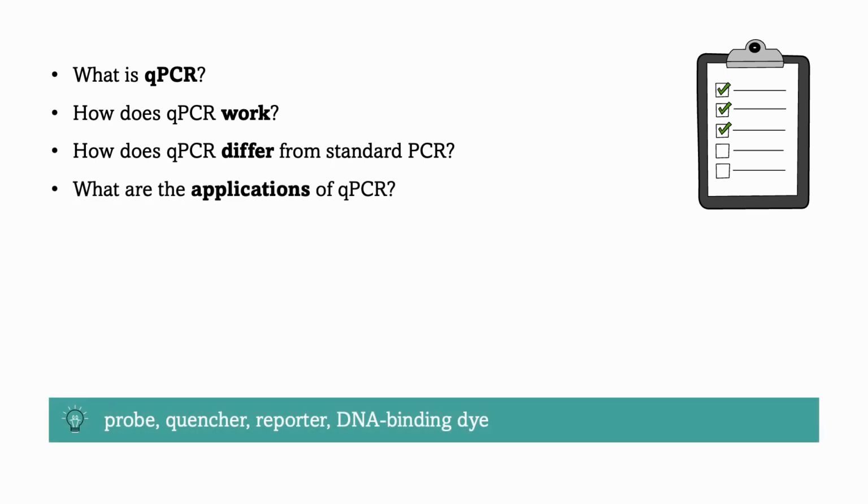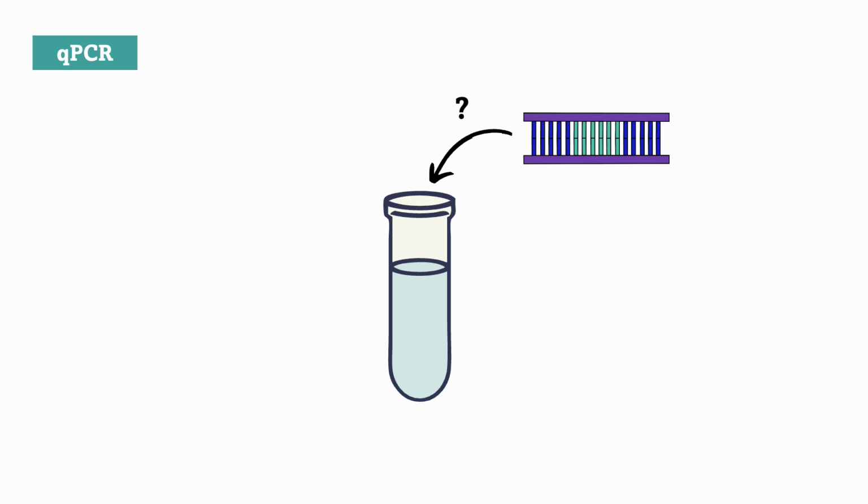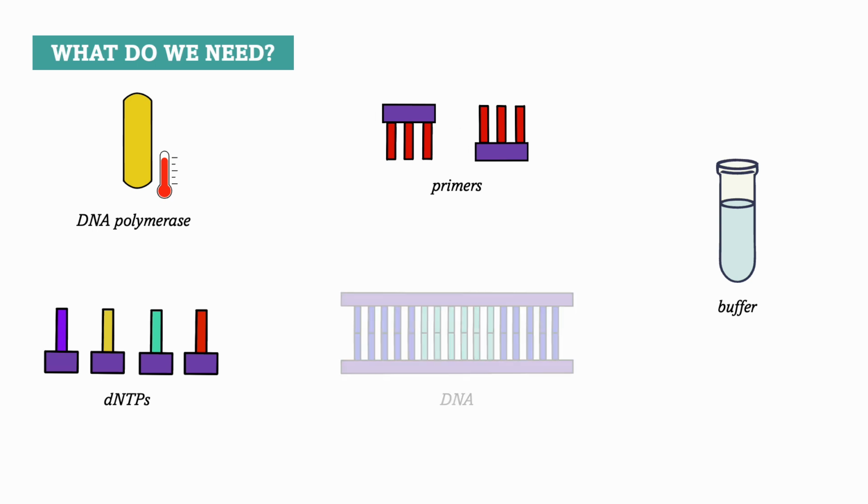Okay, so let's start. Quantitative PCR or real-time PCR is a modification of the standard PCR that has one important advantage. It allows us to monitor the amount of the amplified product in real time. When it comes to the components we need for the reaction, it is very similar to the standard PCR. We need a heat-stable DNA polymerase, primers, dNTPs, and the template.